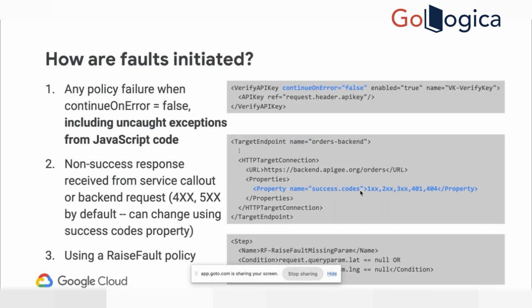In that case, even if that status code comes from the backend, APG will not go to the fault rule section. APG will execute the normal response policy, and not go to the fault rule section.